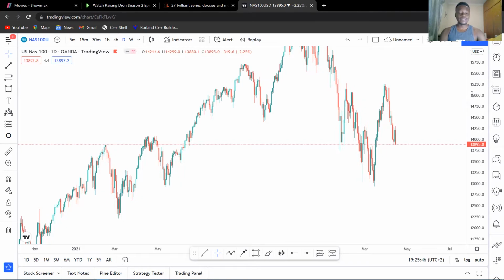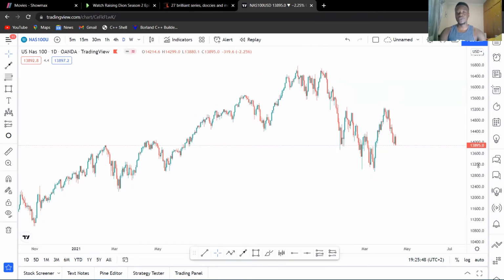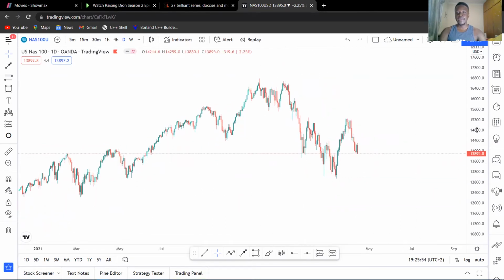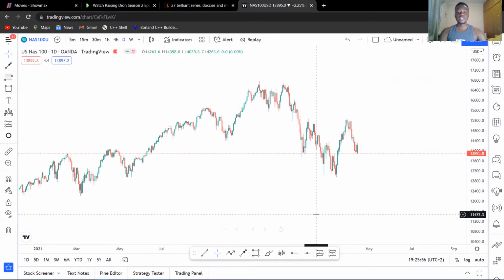So we're going to start our analysis on a daily time frame. This is NAS100, and we're going to focus strictly on NAS100 today. On the daily time frame, we're going to first mark our major high.